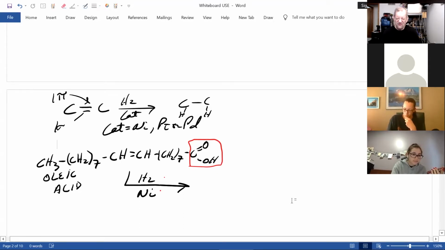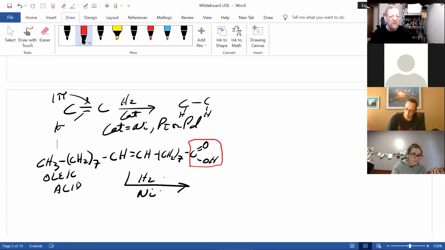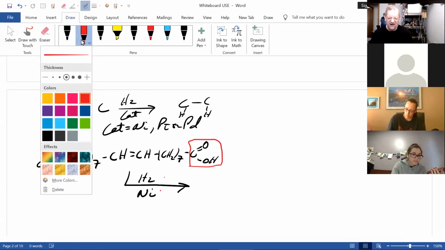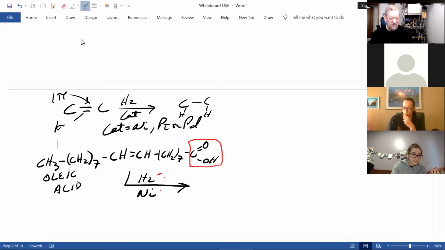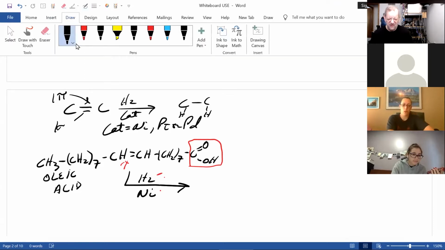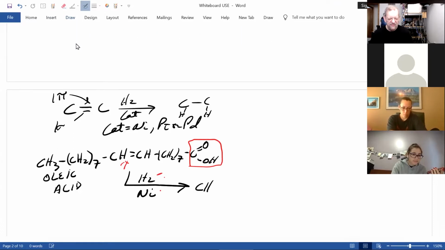All right, I think everybody's done. So let's take a look at this. What do we see that's different? Well, we've got the carbonyl and the hydroxyl, the carboxylic acid, but that won't react with hydrogen and catalyst. But, oh, I've got a double bond. Do you break carbon-carbon single bonds? No. So now the pi bond, I'll break, and each carbon gets a hydrogen.